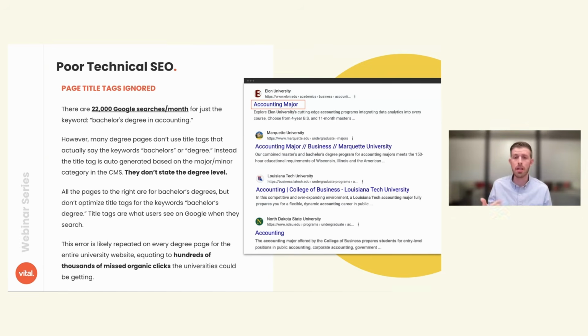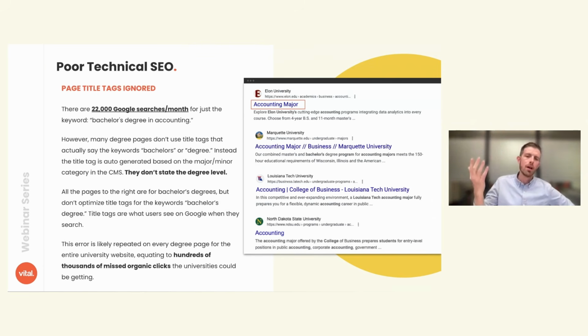And since they don't say those words, one, the person who's searching Google for bachelor's, if you even were to come up, Google's not going to let you come up because the title tag isn't right. But if you even were, they might not even click it because it doesn't say the degree level. I'm looking for a bachelor's and your title tag says accounting.